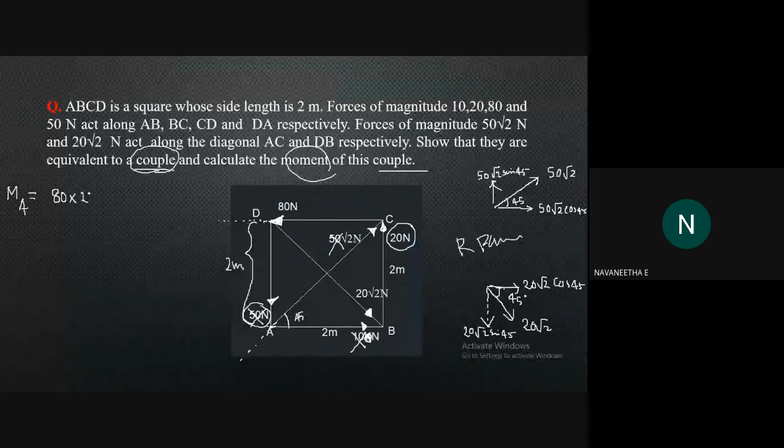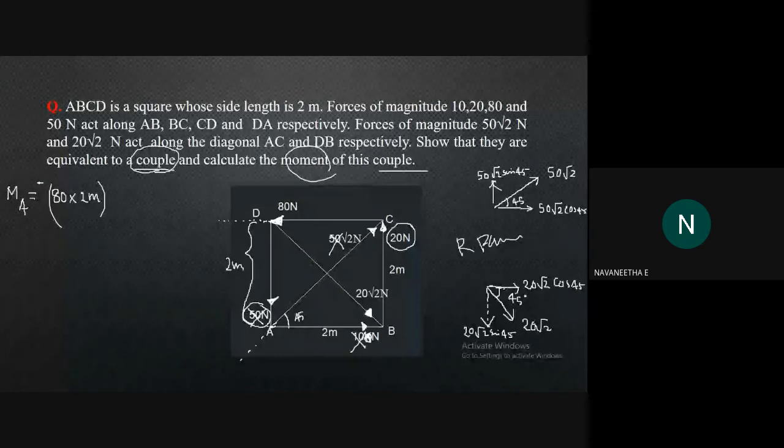Whether the moment is positive or negative. Apply this force by fixing the point A. In the beam DA, what is the direction of rotation? Clockwise or anti-clockwise? Consider AD and rotate it. Anti-clockwise, so it is negative, right?